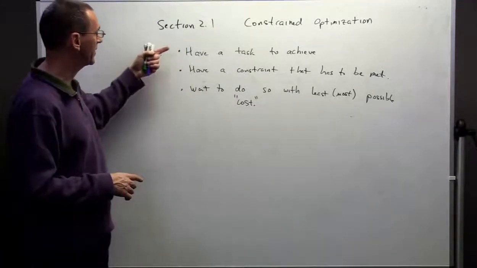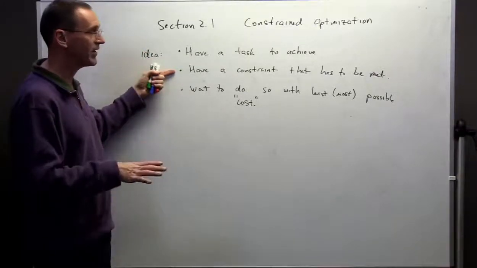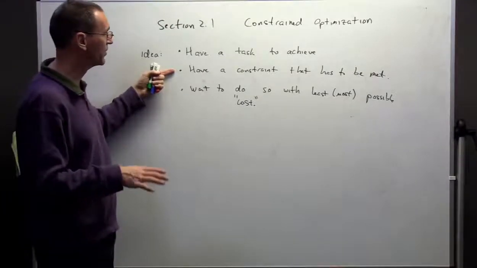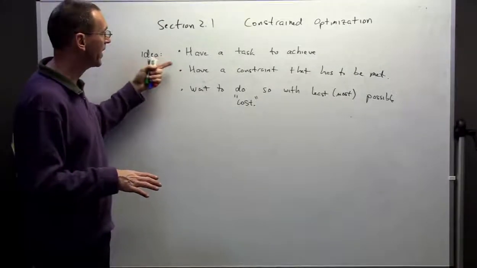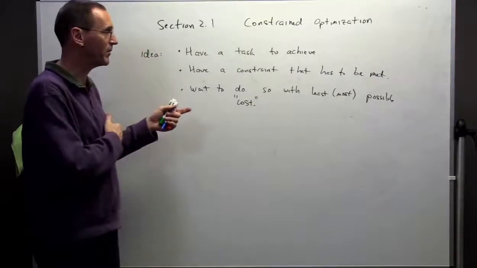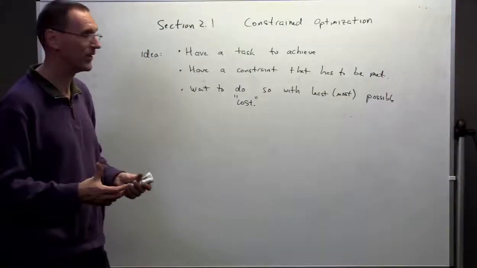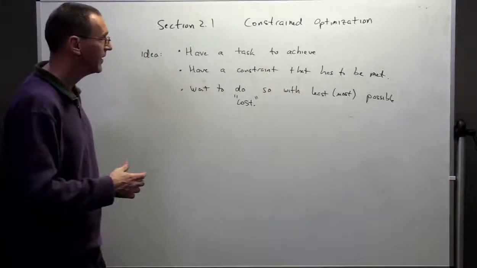So the idea is something I need to do. There's some constraint that has to be met, some restriction that has to be true. Out of all the possible ways to achieve our goal, we want to know which one is going to either make some cost the least or some benefit the most, depending on the context of the problem.